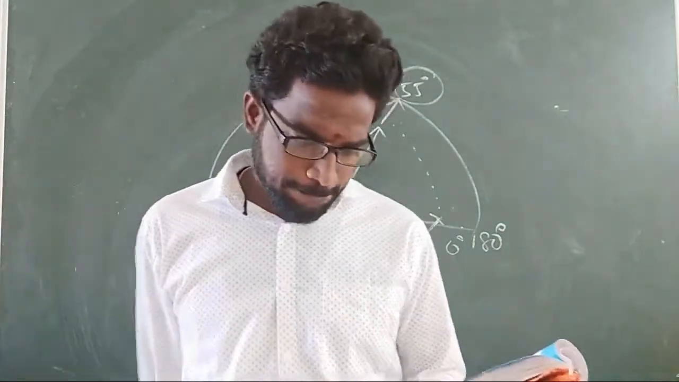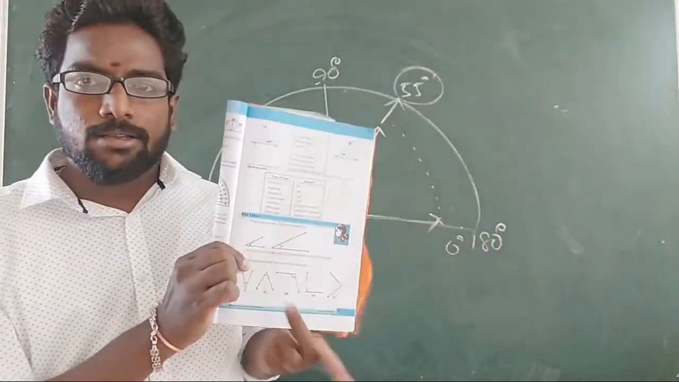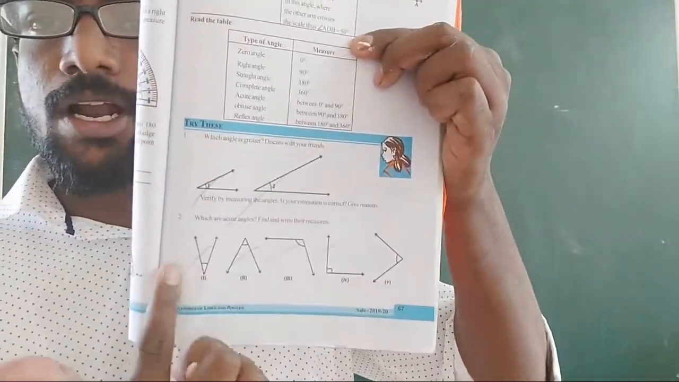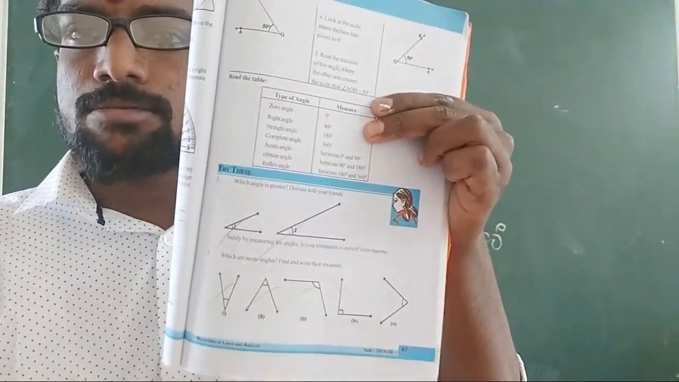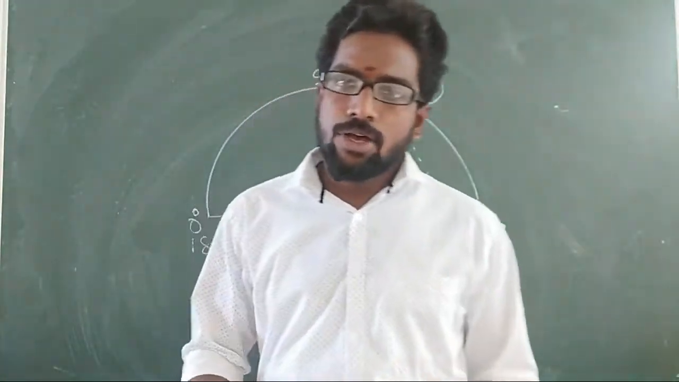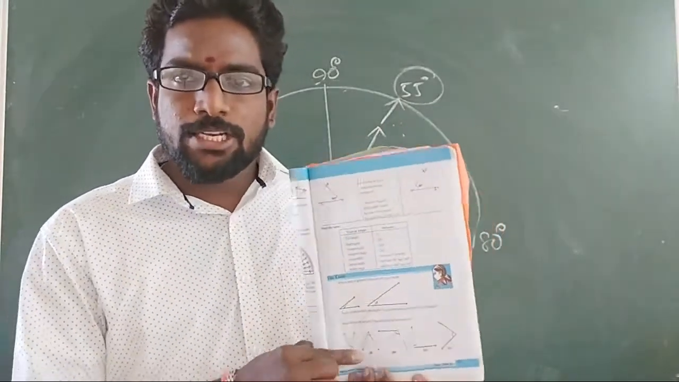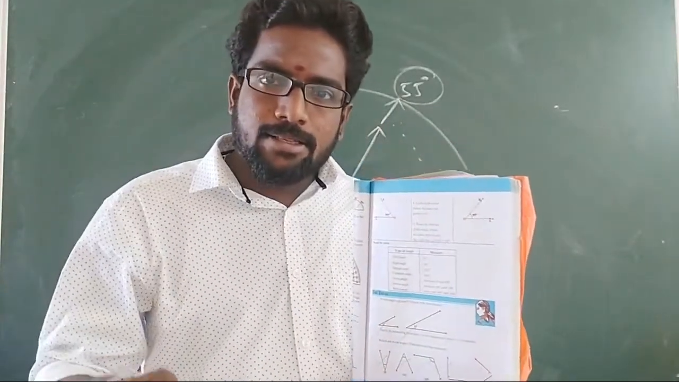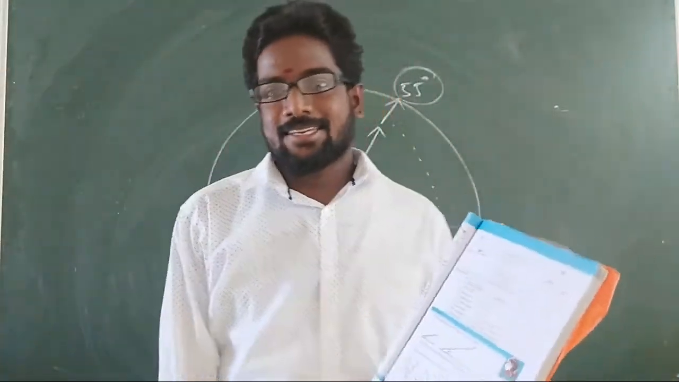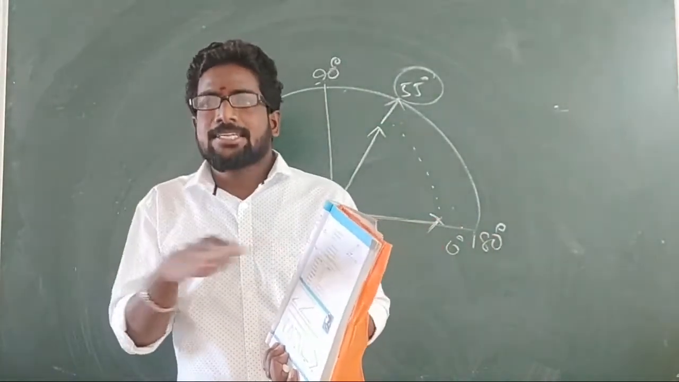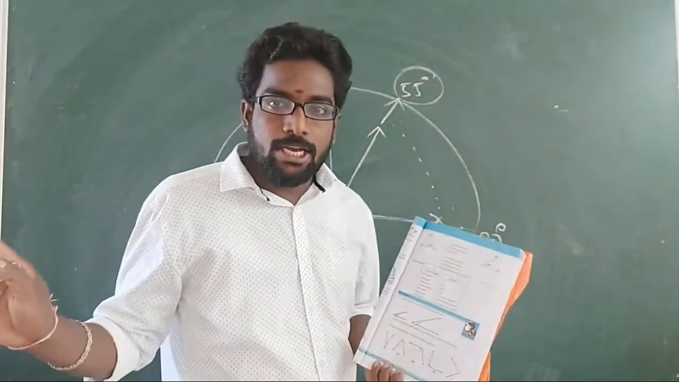Okay. Which are acute angles? Find and write their measures. Here we will have different types of angles. If you have the protractor, just take the protractor and measure them. If it is below 90 degrees, that is an acute angle. If it is above 90 degrees, that is an obtuse angle. If it is exactly 90 degrees, that will be called a right angle. That is okay.